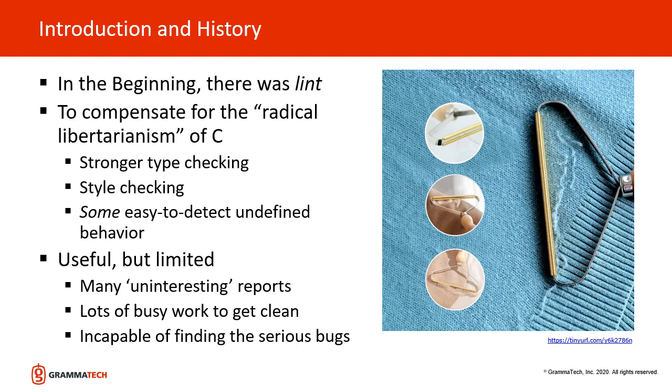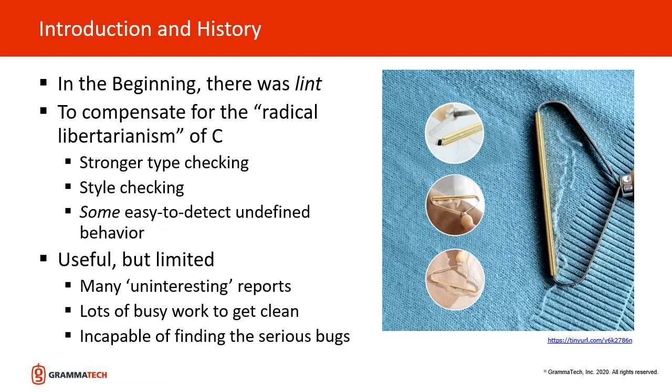So a little bit of history. You're all probably familiar with some of the early generation of static analysis tools. In the beginning, there was lint for C to compensate for what I call the radical libertarianism of that language, where you could do basically anything and there was nothing or very few safeguards in place to prevent you from doing really, really unsafe and hazardous things. Lint brought stronger type checking, a little bit of style checking, and the ability to find some undefined behavior. The stuff that was easy to find, it could find, but not the hard stuff.